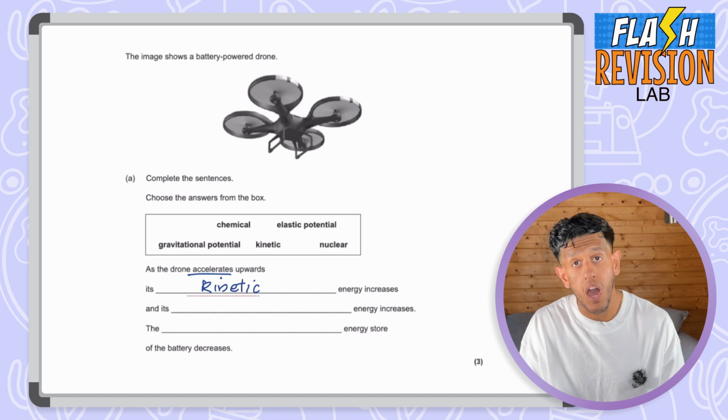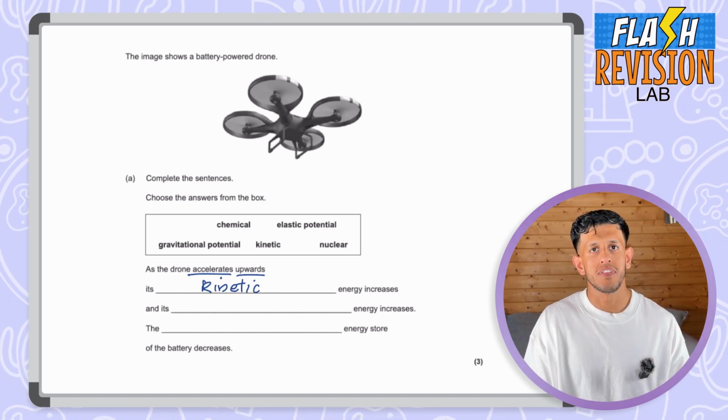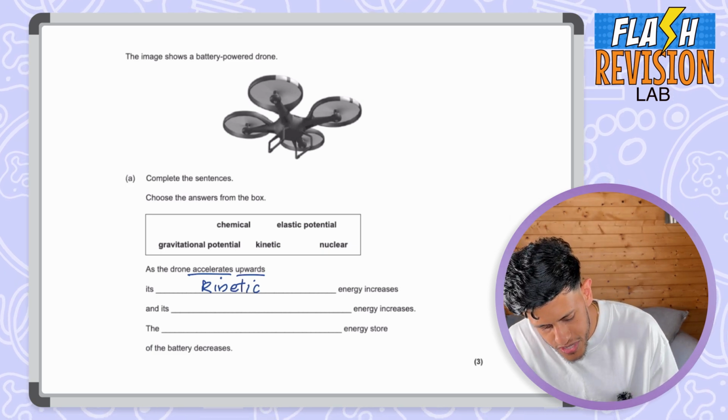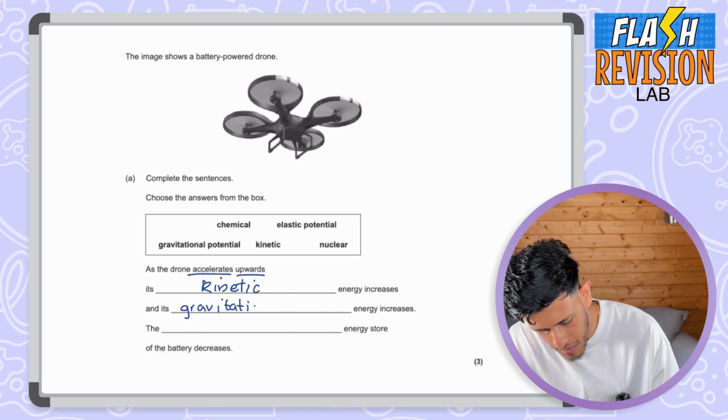We can look at the word upwards. So talking about motion upwards, there is an increase in height. So the only energy that involves an increase in height or position will be gravitational potential energy. So we'll go ahead and put that as this second blank here.